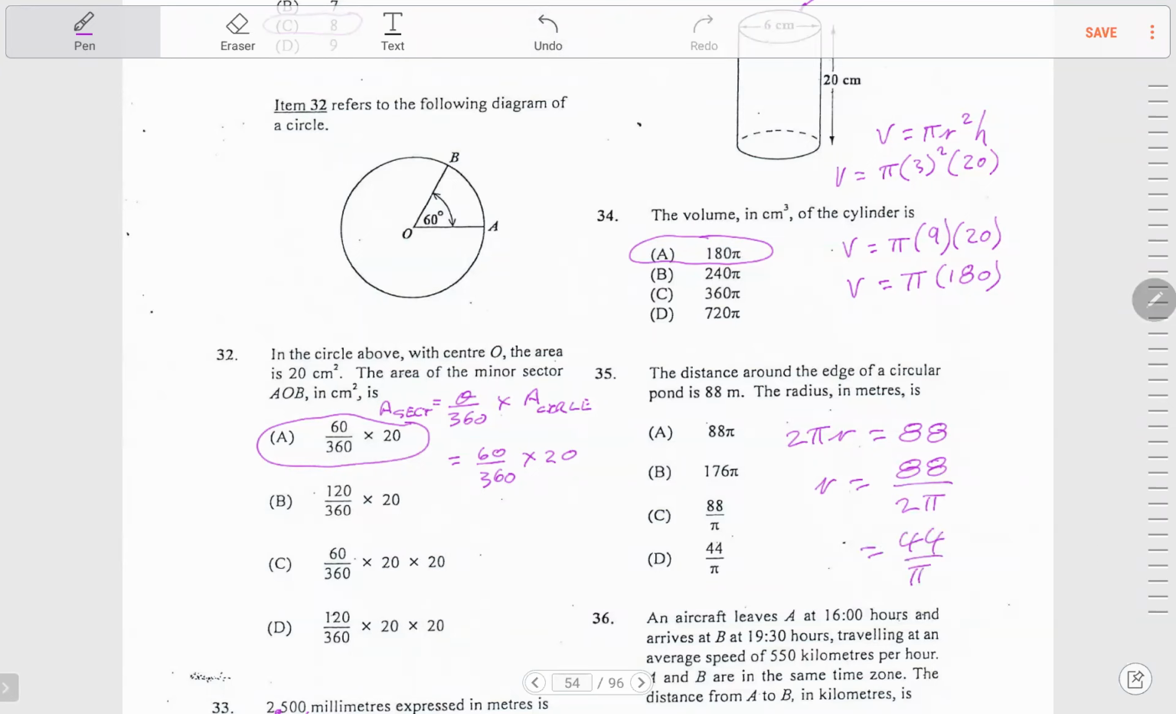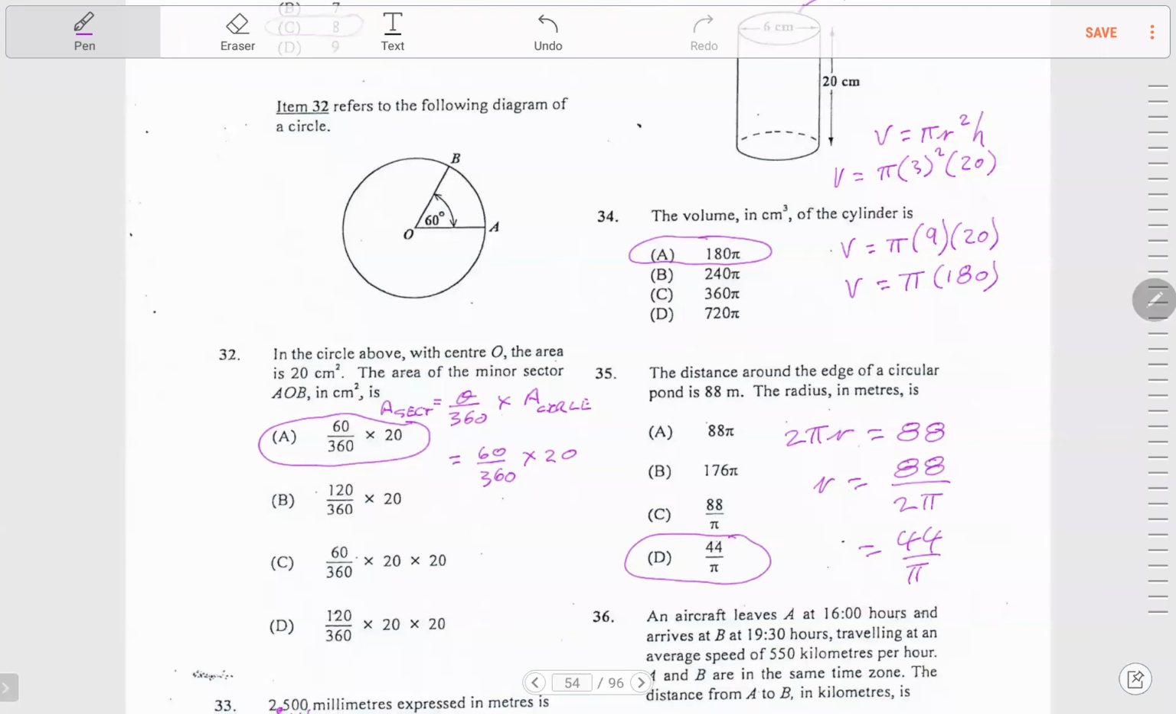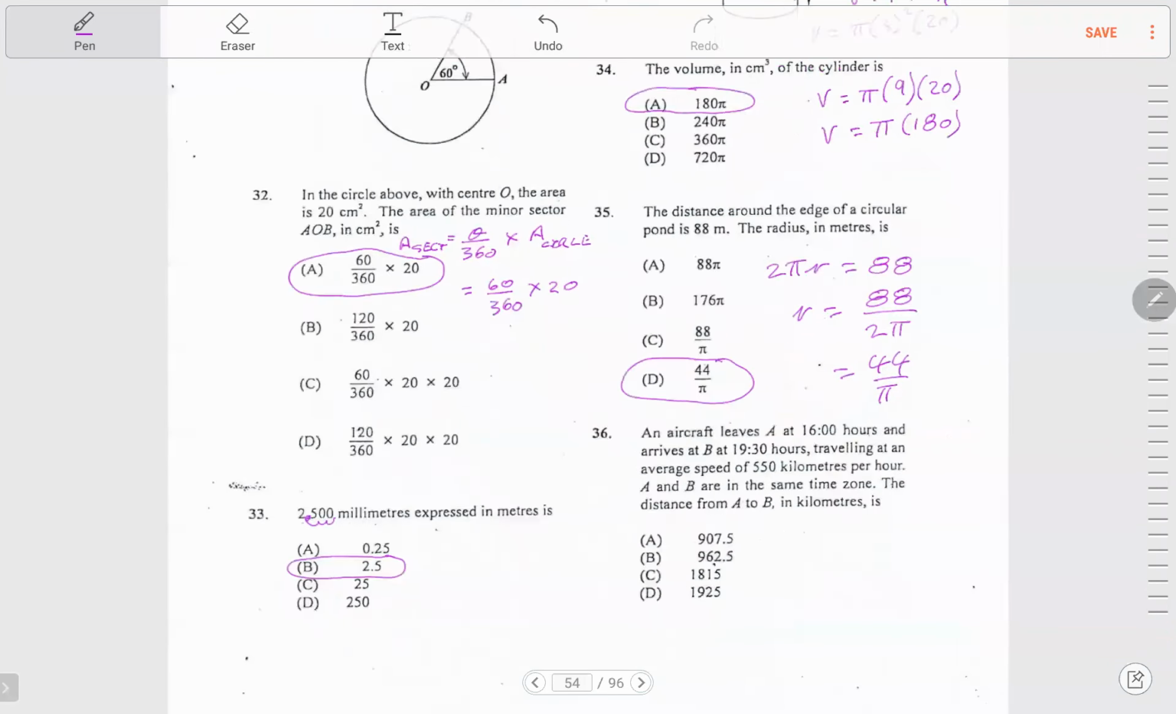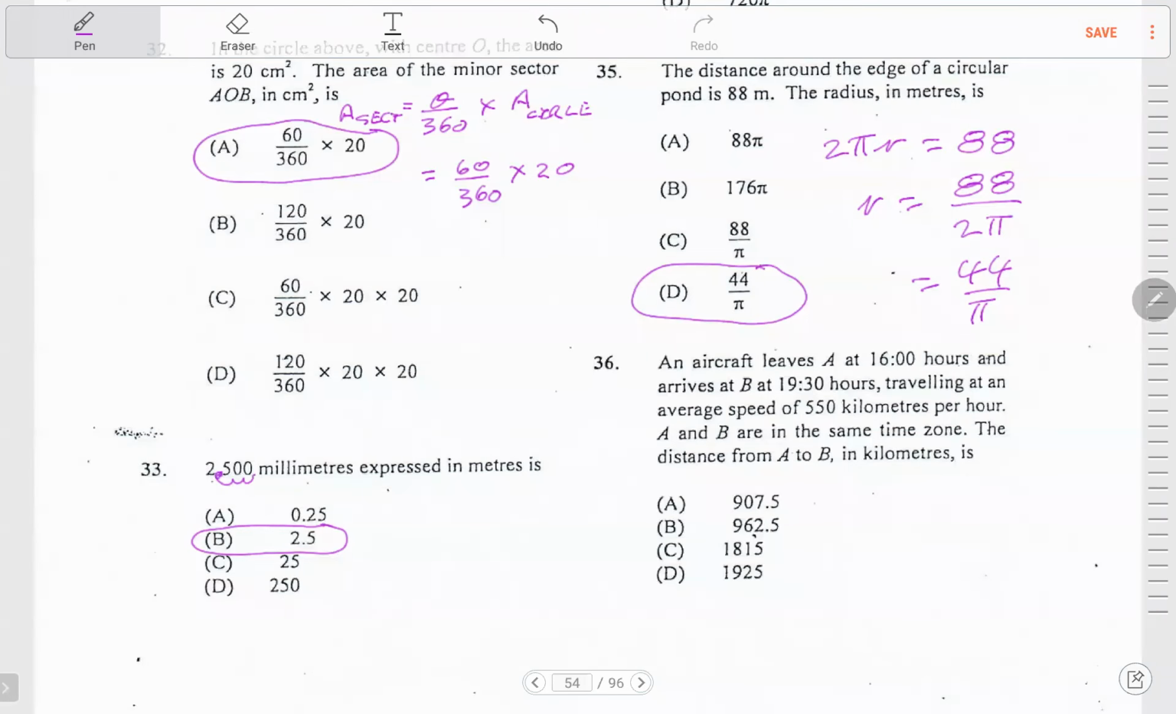So it's the same question, but I give you a different answer. So it's now 44 over pi instead of 88 over 2 pi. All right, so that's one of the SWOT answers of what you're doing. This one, I think we did this one already. Yes, we did this one already as well.